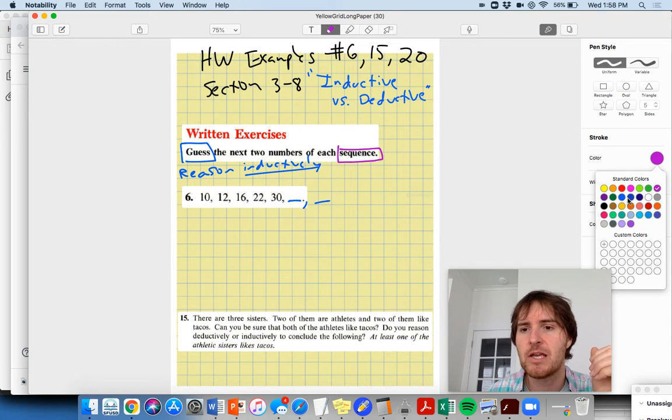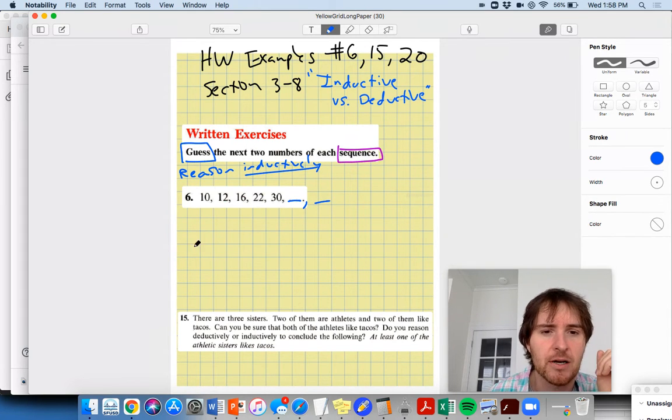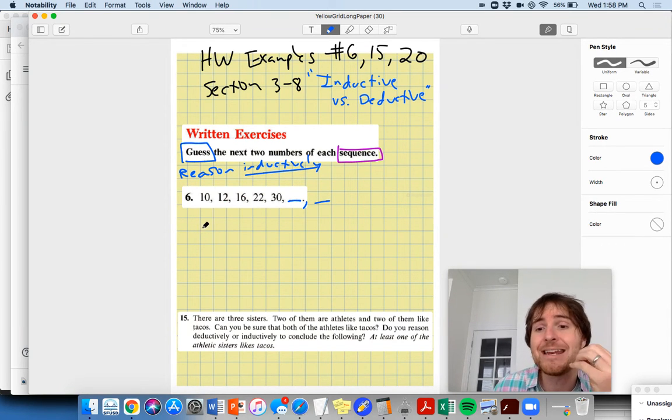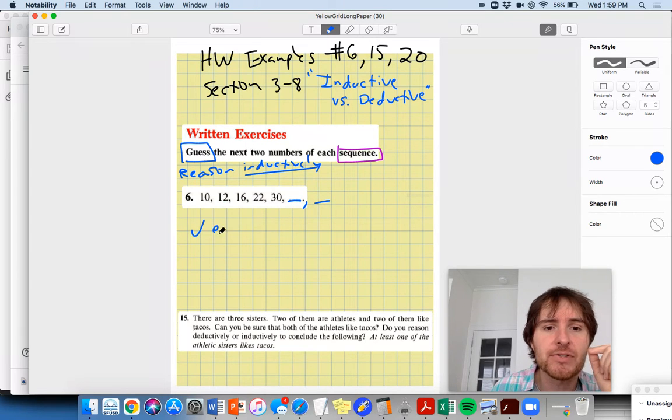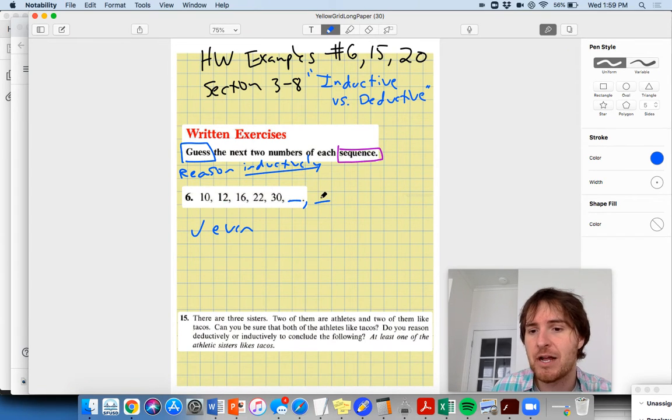So through our observations, you have to observe and make a conclusion here. One inductive conclusion you can make about this sequence in general is that the numbers are all even. So our next numbers are going to be even, right? And then what else can we say? Well, we're increasing. The pattern is definitely increasing.